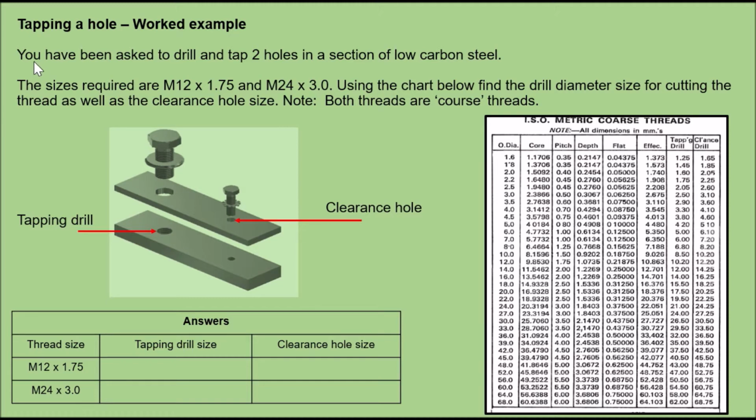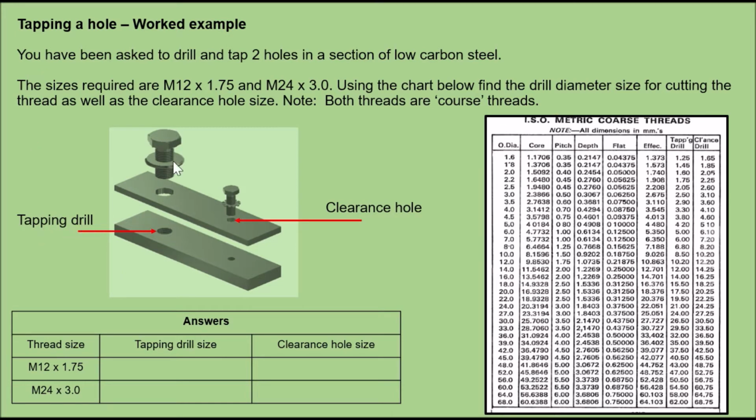Prior to putting in an internal thread, you obviously need to drill a hole of some description, or put a hole in a piece of material. In engineering we have set dimensions that those holes need to be prior to the tapping process being carried out. That is called a tapping drill size.